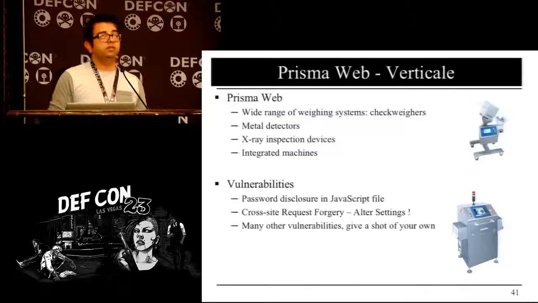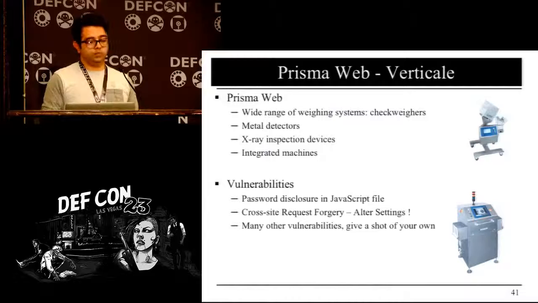So Prisma Web is one of the vendors based out of Europe, I suppose, and they build different devices like metal detectors. They build devices like checkweighers and stuff like that. And they also build devices for X-rays, like inspection machines.